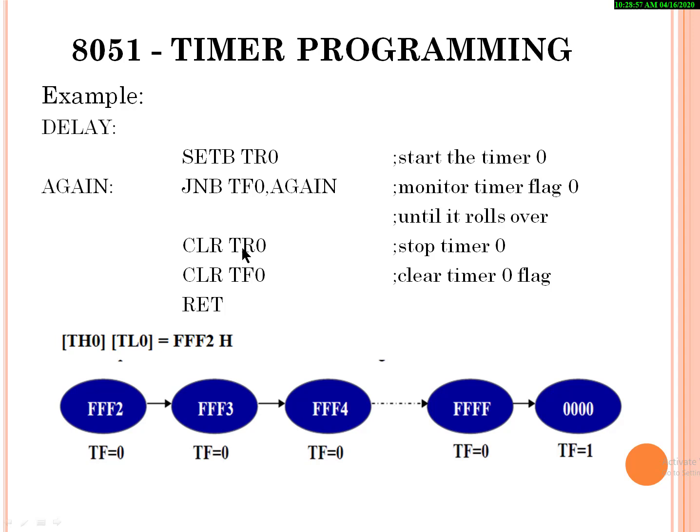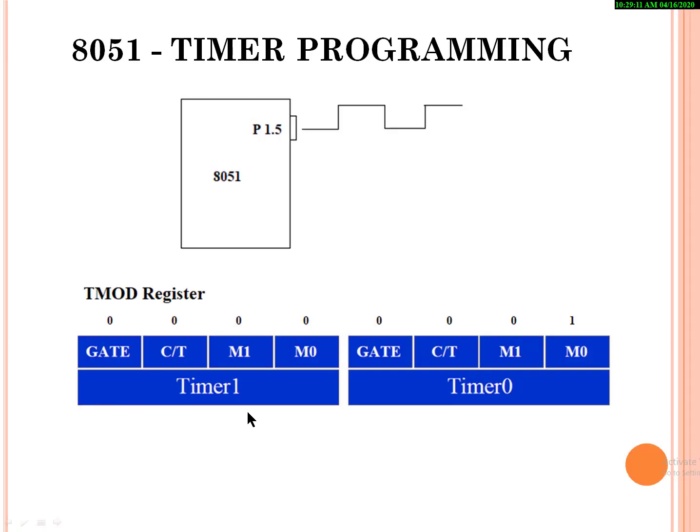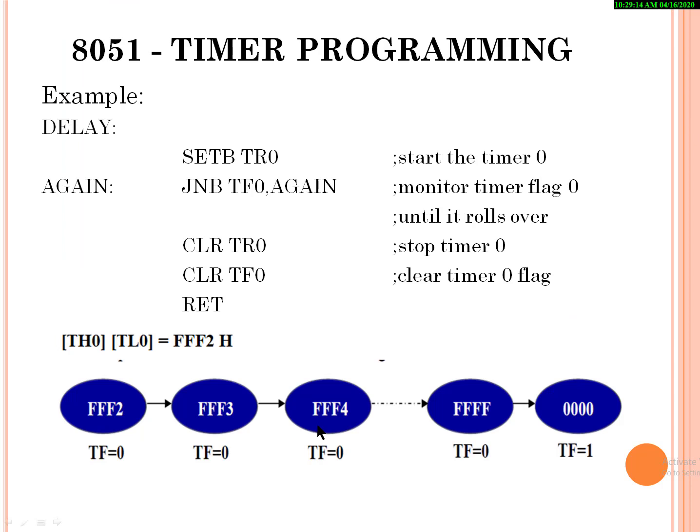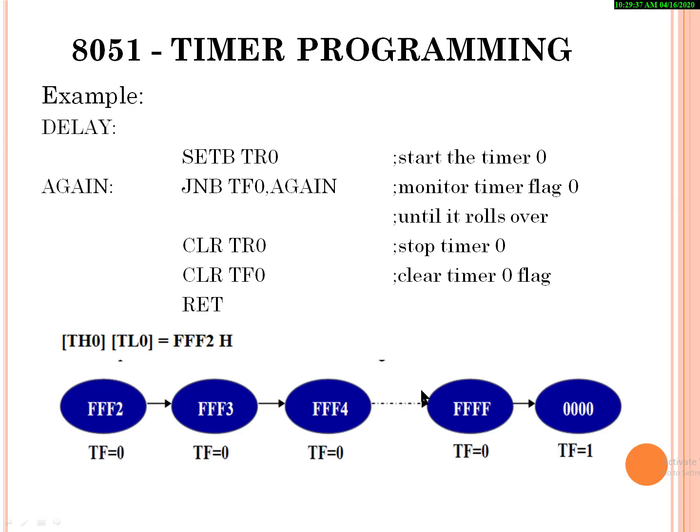The next instruction is clearing TR0, which is nothing but disabling the timing. After that, we clear the TF overflow flag, and we go back to our main program. So this is how a timer program can be written. First we load the TMOD value, then we load the count registers, then we start the timer and continuously monitor the overflow flag. If the overflow flag is asserted, we stop the timer, clear the overflow flag, and go back to the previous steps to continuously get the square wave.